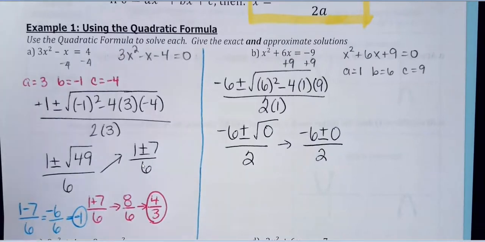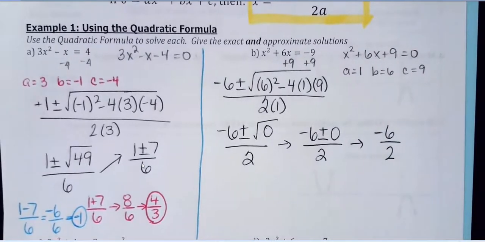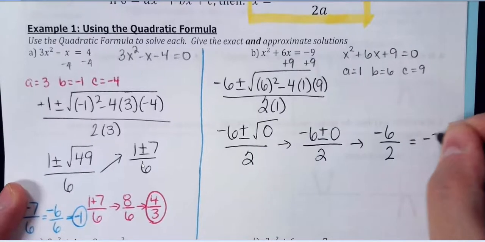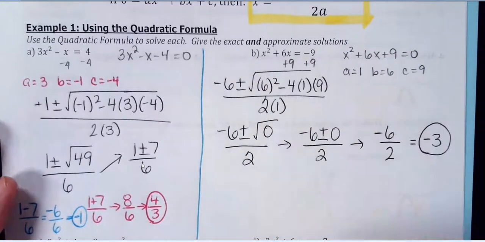Okay, so do you guys understand? So this literally would just be one answer here, because I'm adding 0, subtracting 0. That's not going to change anything. So it's just -6 over 2, which is just -3. Okay, if you get a question like this, where we got 0 under the square root, we just had one answer, right? Let me just show you real quick.